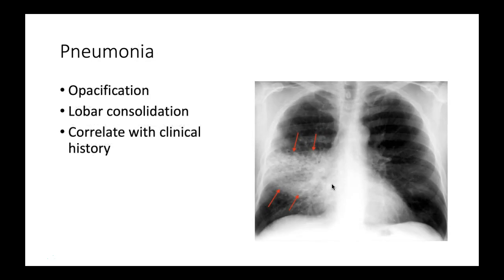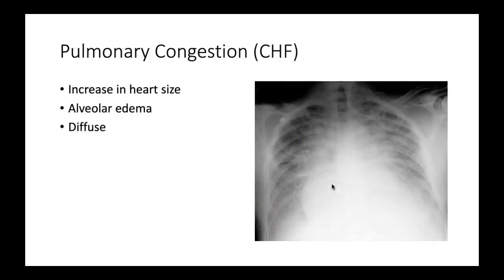Here we have a patient who has pneumonia, very distinct lobar consolidation, and a lot of times this will correlate with a clinical history, fever, cough. This is someone who has pulmonary congestion, someone who is in CHF. You see how huge that cardiac silhouette is. You see diffuse alveolar edema and big increase in the heart size. And this patient would have clinical correlation, probably may have some lower extremity edema, severe shortness of breath.